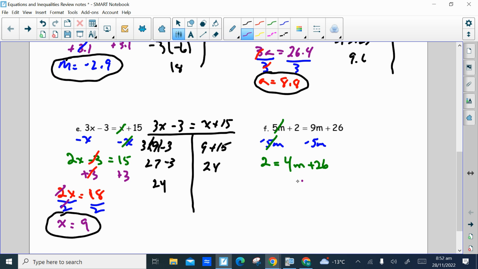So next I would subtract the 26 from both sides because we want to get the m term by itself. So on the left, 2 take away 26 is negative 24. And on the right side, the 26 is canceled. You're left with 4m.